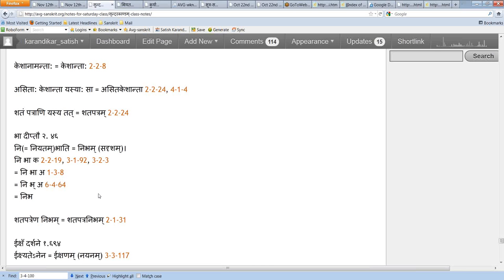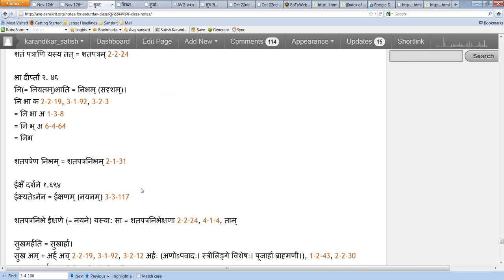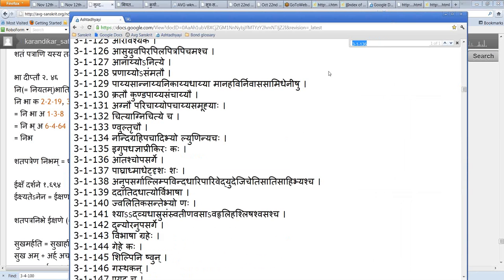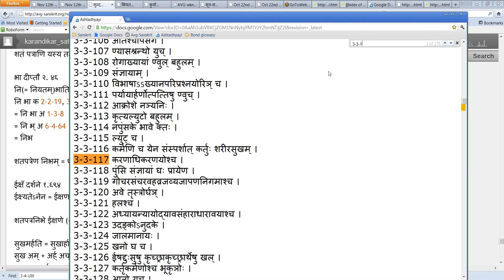looks like, resembles, and then make it shatapatrena nibham, which resembles a lotus. And then after that, dhatu iksha darshane, ikshate anena iti ikshanam, nayanam. This pratyaya lyut is added to form abstract nouns, but also in the sense of karana or adhikarana. So ikshate anena iti ikshanam, nayanam.